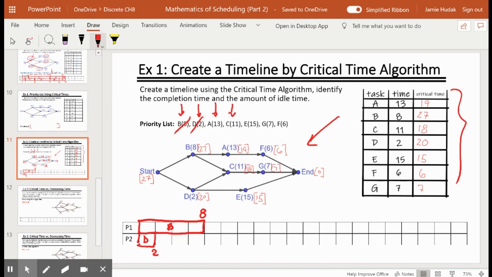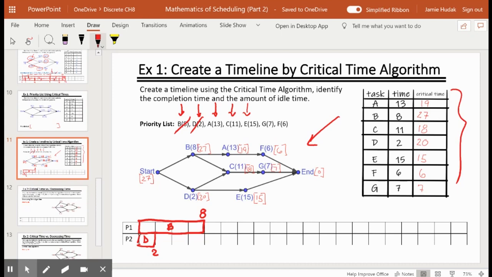So we look at C. C needs B and D to be completed. D is completed, but B is still in process. It won't be done for a while. So we skip over that and look at E. E is waiting for D to be completed. It is done. There's nothing else that E needs, so we can schedule that.